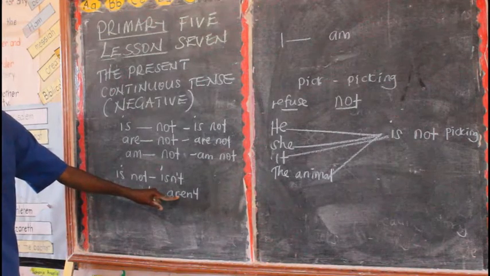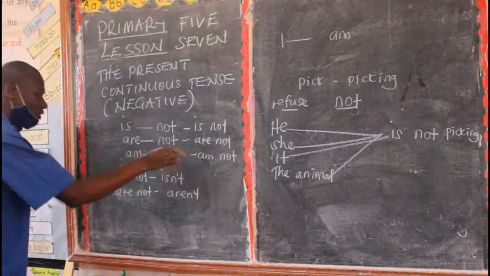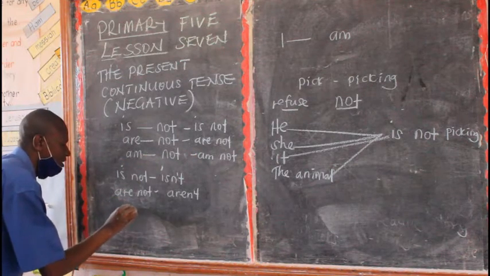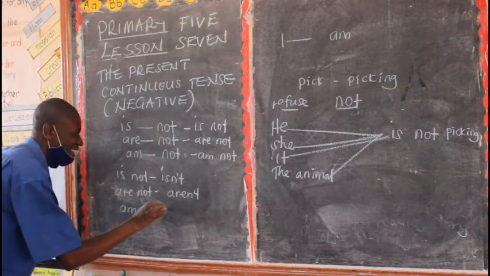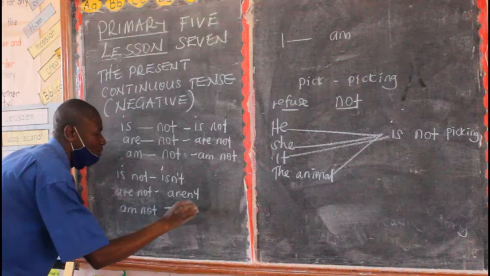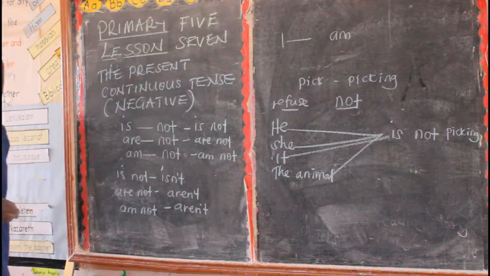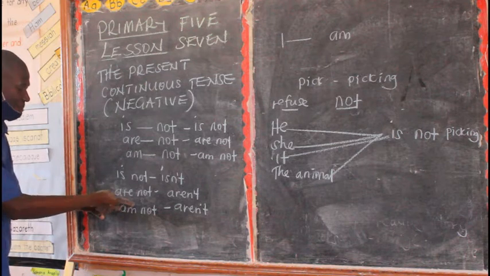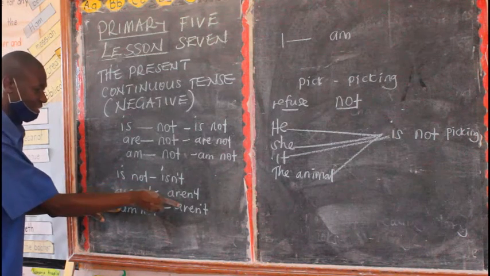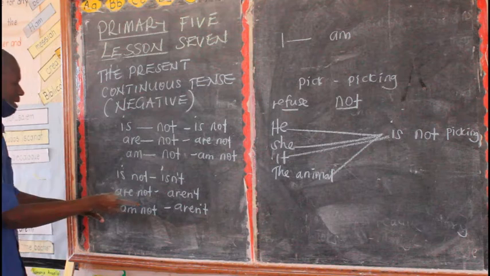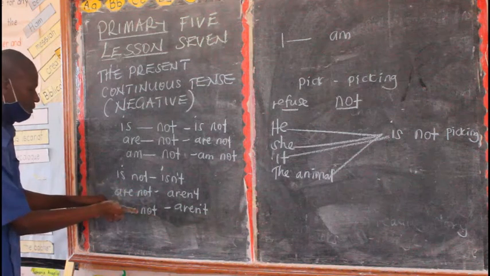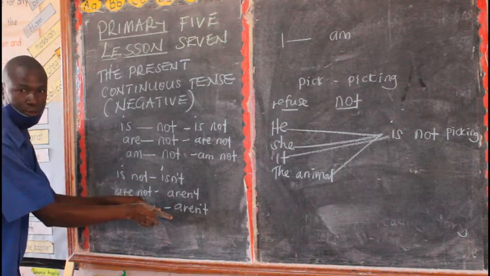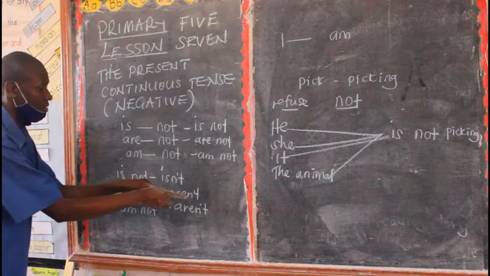It is aren't. Then even the short form of am not is also supposed to change to aren't. We don't have amn't. Am not is aren't. So that means are not and am not share the same short form. Their short form is aren't.